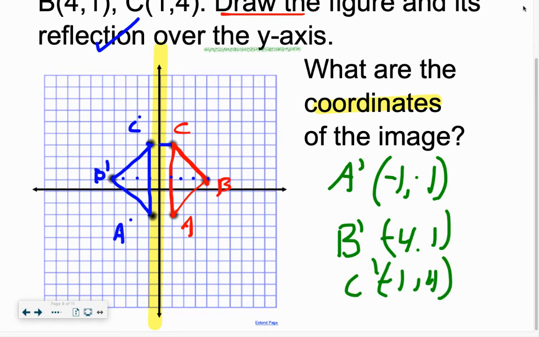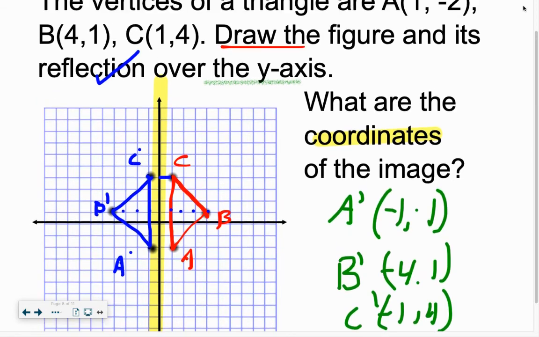+4. Notice we had that little shorthand a while ago when we reflected things over the y-axis. Notice what happened to the x values when we take a look at them here. It started as a +1 way up here on the top. Now it's a -1. B was up at 4, 1. Now it's at -4, 1. C was at 1, 4. And now it's at -1. The only thing that changed was the x value has become the opposite.